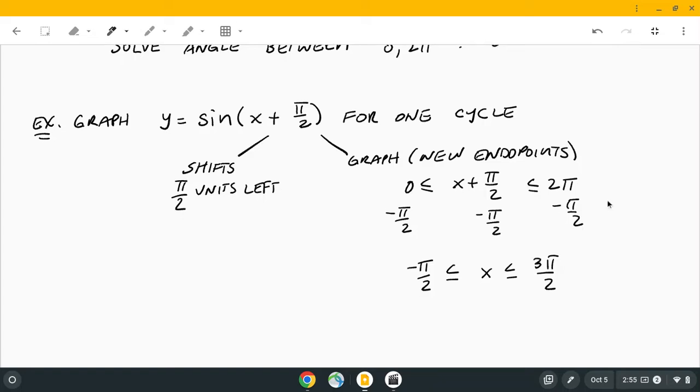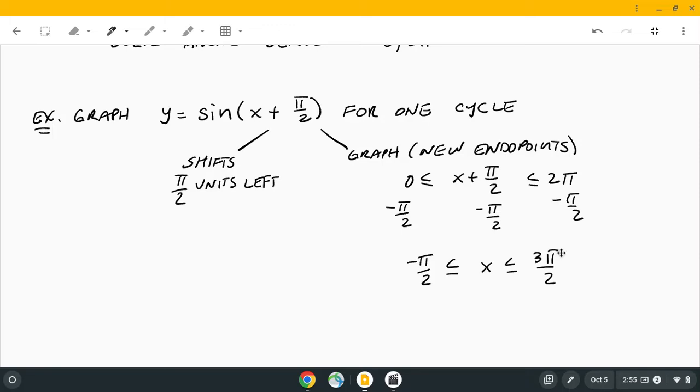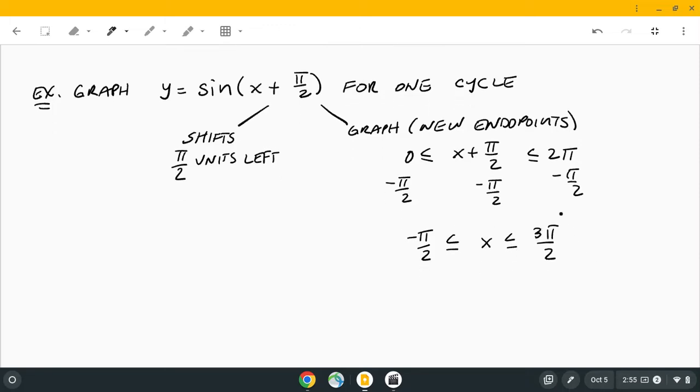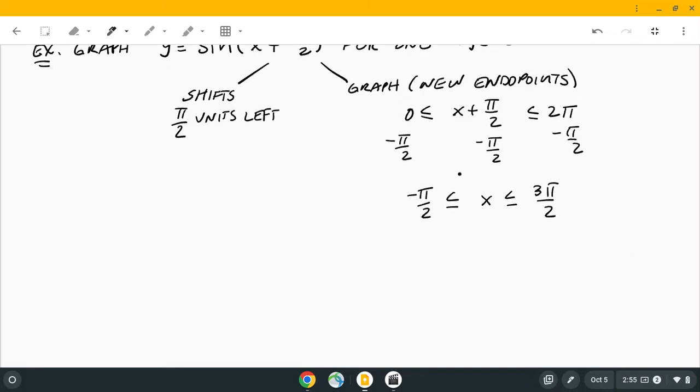So we see here now our graph is shifting pi over 2 units to the left, which is why now our graph doesn't start at 0. It starts at negative pi over 2. So let's make sure we don't start at 0. We start at negative pi over 2 and end at 3 pi over 2.